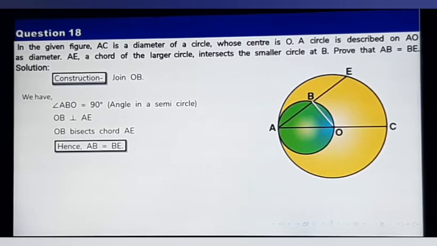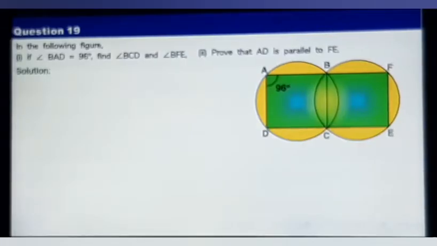So pause the video to note down. Okay, so let's see question number 19. If in the following figure angle BAD is given to be 96 degrees, we need to calculate BCD, that is this angle, and BFE, that is this angle. So let us calculate these two angles.